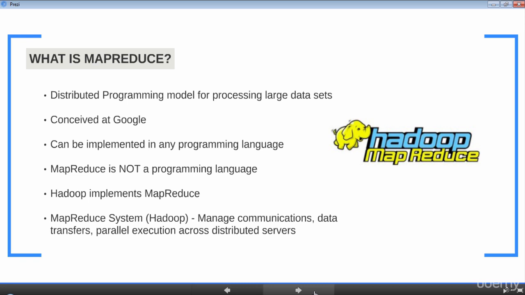Of course, Hadoop implements MapReduce. So the MapReduce system in Hadoop manages the communications, data transfer, and parallel execution across the distributed servers or nodes. In this lesson, you got introduced to the concept of MapReduce, and you also know the phases involved in MapReduce. In our next lesson, we'll go over each phase in detail, and then we'll try to write a MapReduce program in Java, one step at a time, okay?